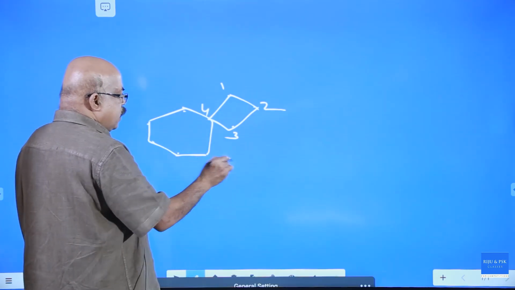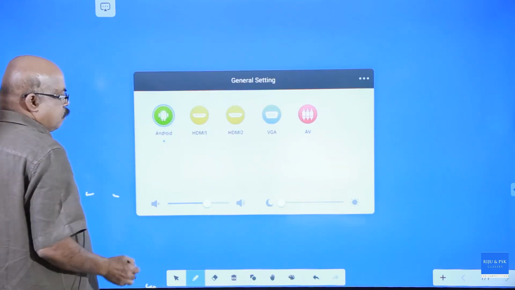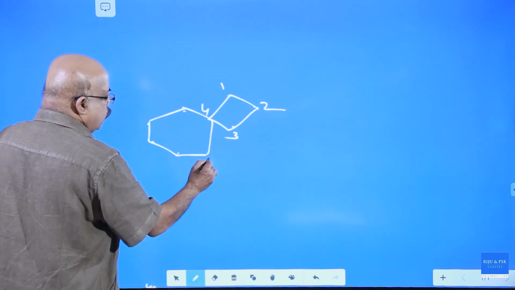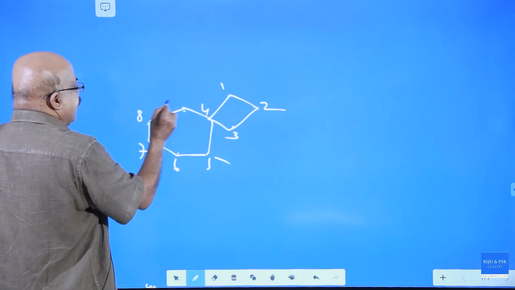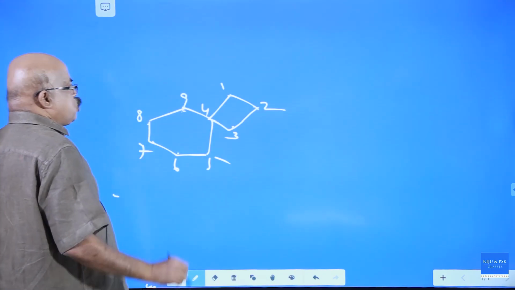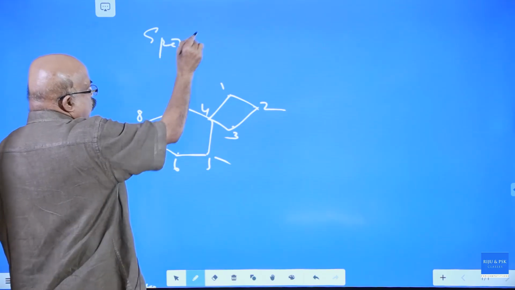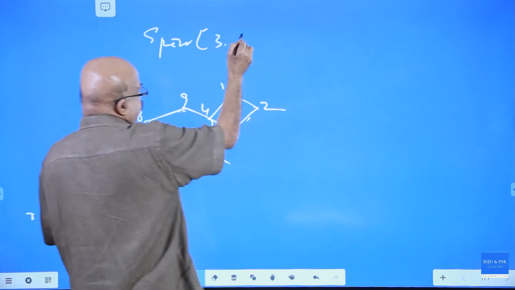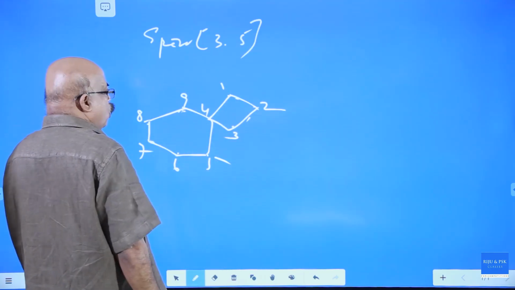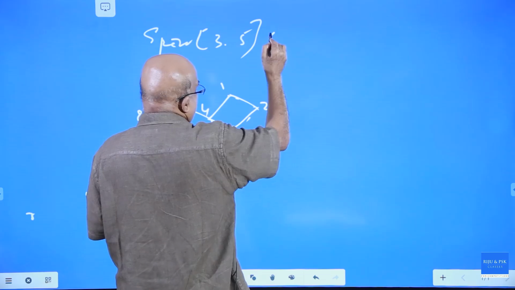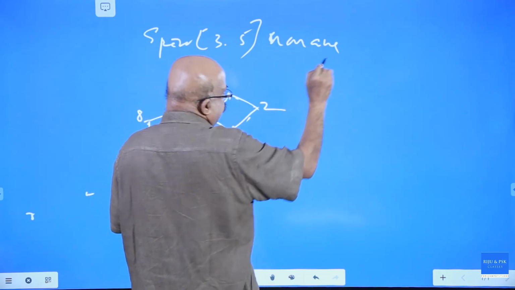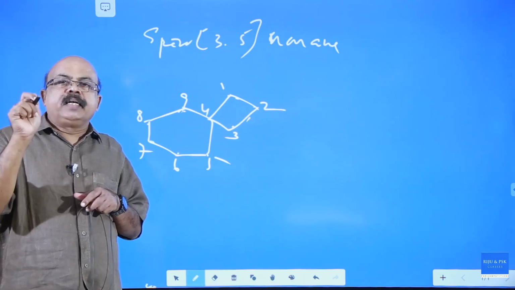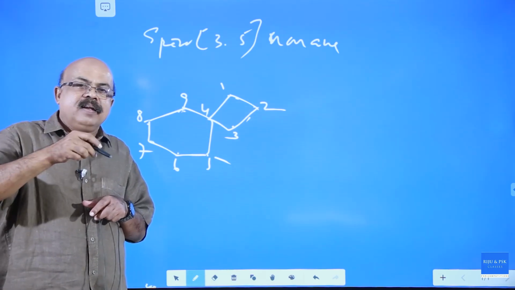No substituents. 5, 6, 7, 8, 9. It is spiro 3,5. Total 9 carbons, so nonane.